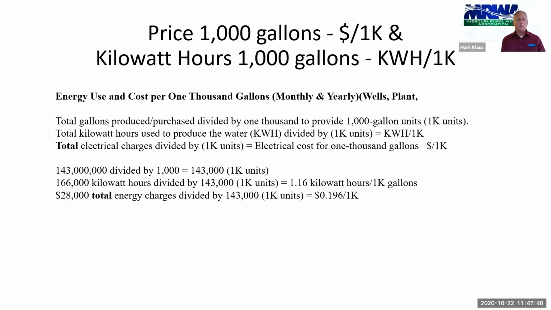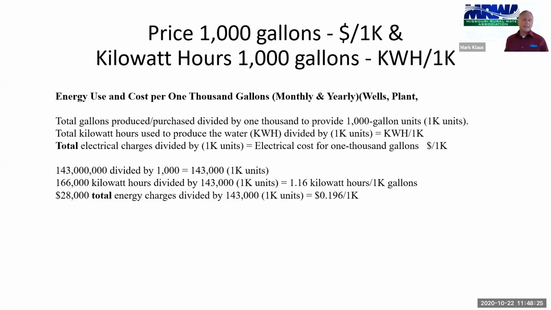An example is we purchased, produced, treated 143 million gallons in a year. We divide that by 1,000, it gives us 143,000 1K units, or 1,000 gallon units. We used 166,000 kilowatt hours to produce that water, or treat it, or pump it, or move it. And we divide that by our 143,000 1K units. It gives us 1.16 kilowatt hours for each 1,000 gallons.